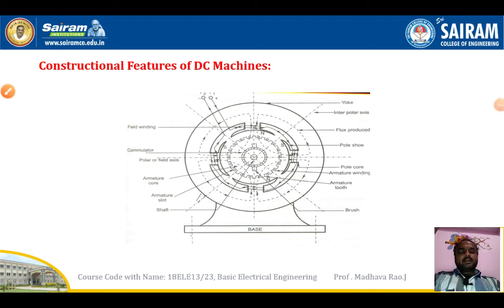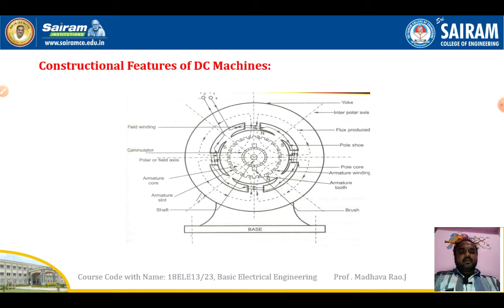Hello everyone, in this video we'll see about constructional features of DC machine. So DC machine consists of various parts like field winding, commutator and field axis, armature core, armature slot, yoke and pole shoe and brushes and bearings. So we'll see how the function of different parts works in a DC machine.